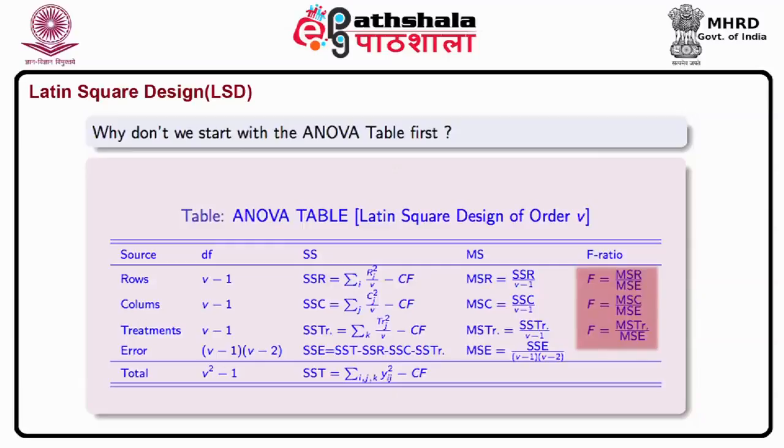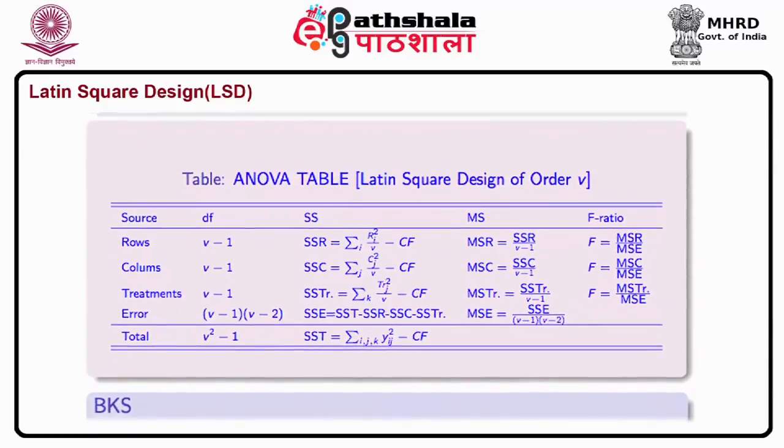And the F ratios that you see over there, they all refer to the mean square error in the denominator because that is where you get an estimate of sigma square. Yes, sir. By pooling, the mean square error. That's why these three F ratios are geared towards testing hypotheses involving equality of row effects, or equality of column effects, or equality of the treatment effects. That's why you get these three. Okay. So this is pretty much similar to that of the RBD. Yes.